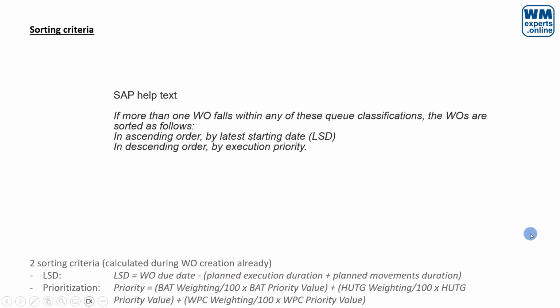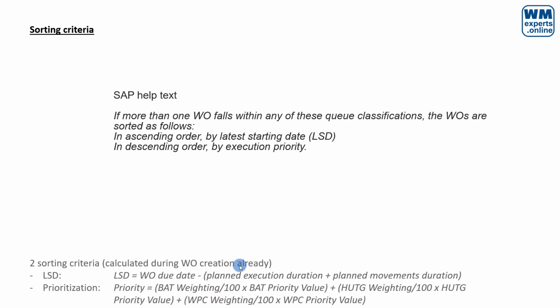For those two sorting criteria, it's important to understand how the value is being calculated. For the LSD, I created and published a video a couple of weeks ago. I will link it here in the header part of the video. The LSD is calculated by taking the warehouse order due date and subtracting the sum of the planned execution duration and the planned movement duration. I will not go into detail here. If you are not familiar with this concept, I suggest you look into the other video or blog post about that topic.